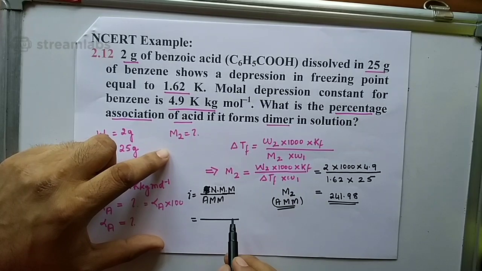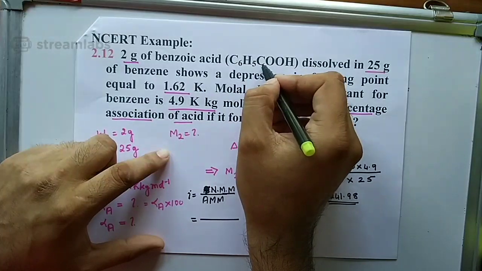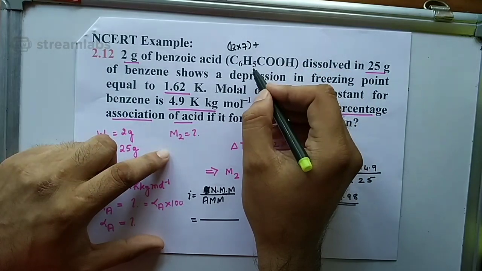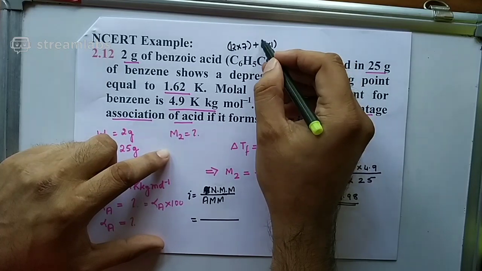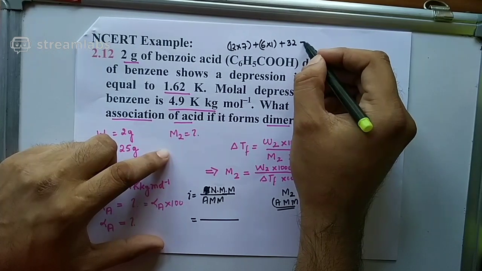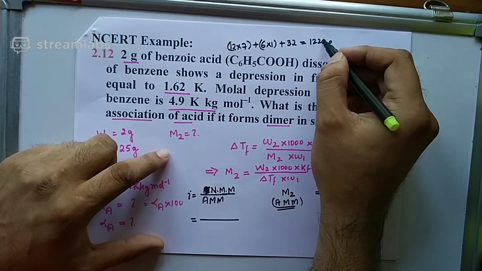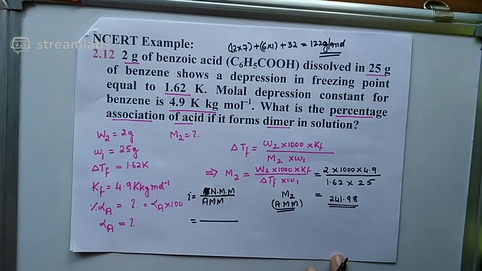So what will be the normal molar mass of C6H5COOH? The total number of carbon atoms is 7, so 12 into 7, plus hydrogen, 6 hydrogen atoms are present, so multiplied by 1, plus 2 oxygen atoms are present, 16 into 2 is 32. If you add this, it comes out to be 122 gram per mole. So you get the value of the normal molar mass. I think this point is clear, students.